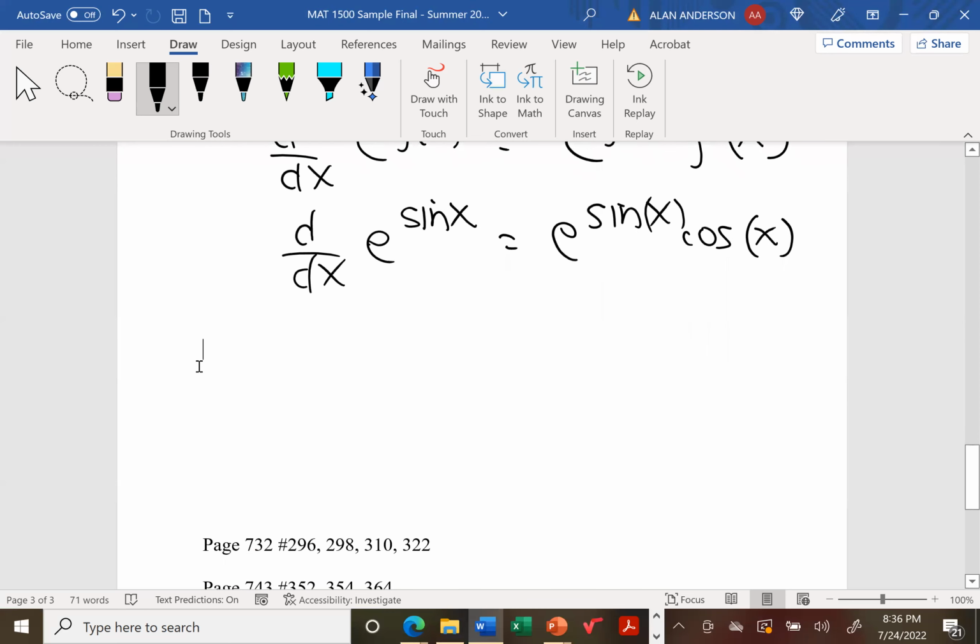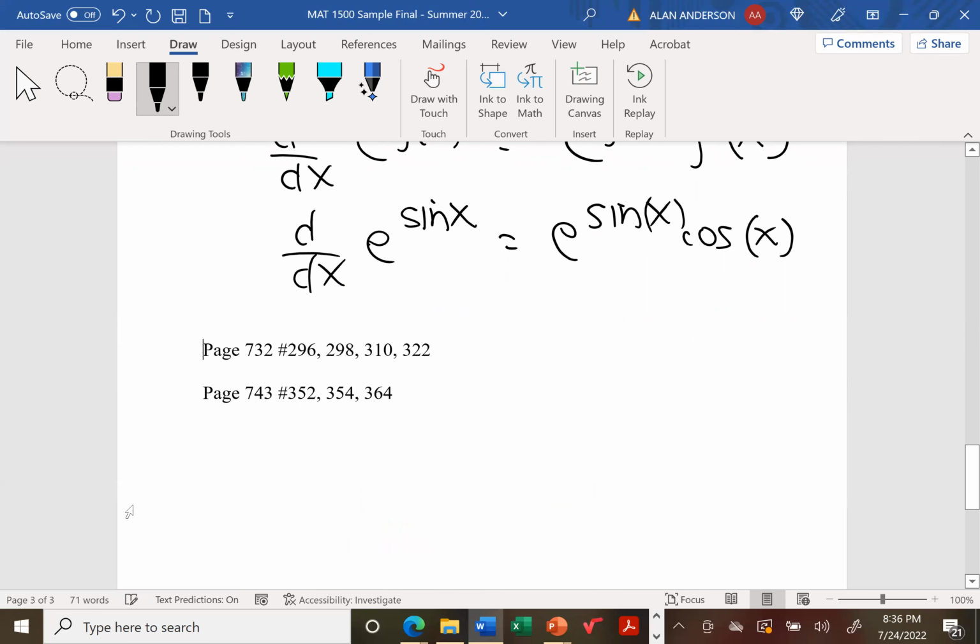Okay, good. Now, oh, the 730s. As those page numbers get large, it stands to reason that these questions are going to get a little more challenging, but not necessarily. All right, so 732, 296.